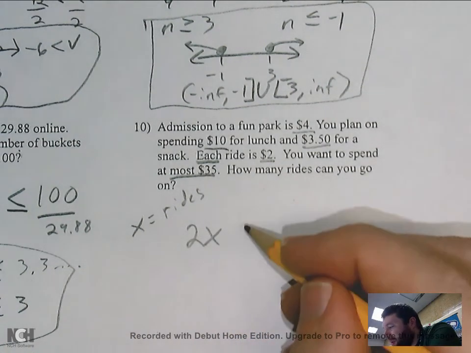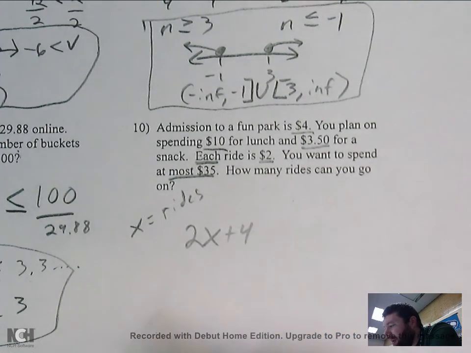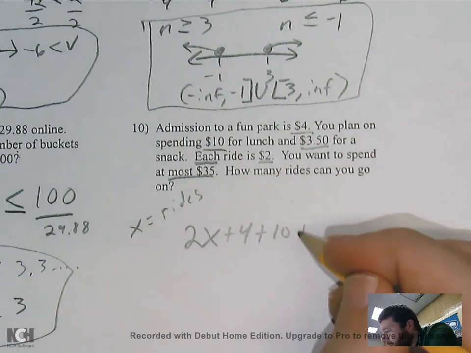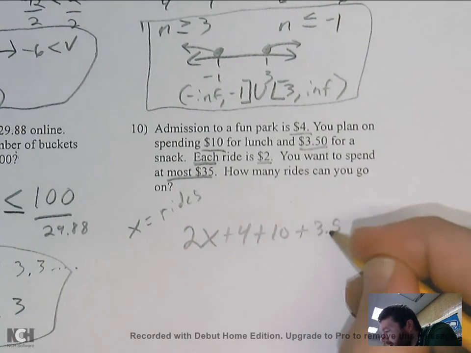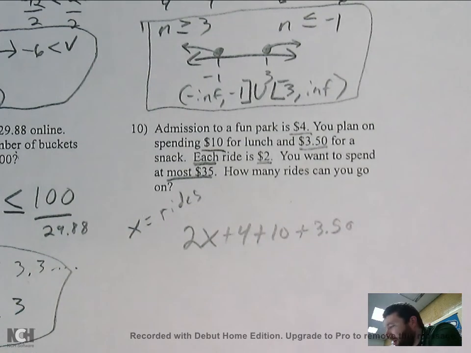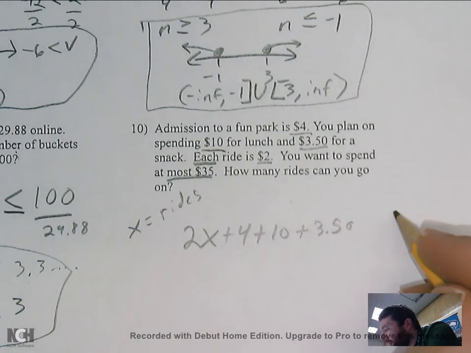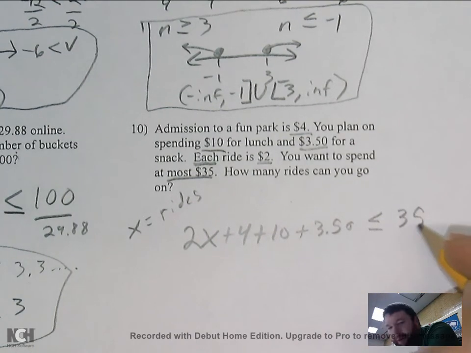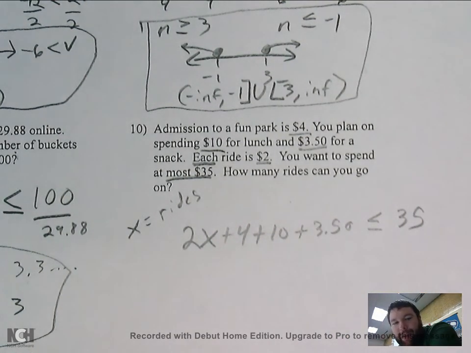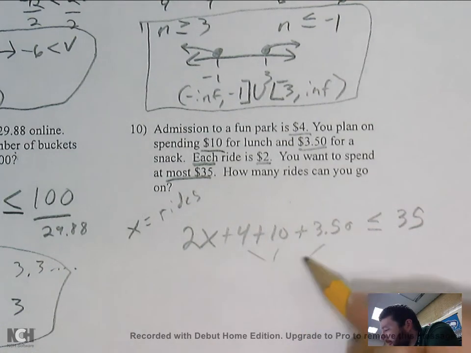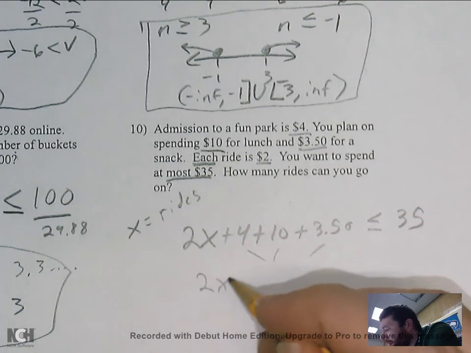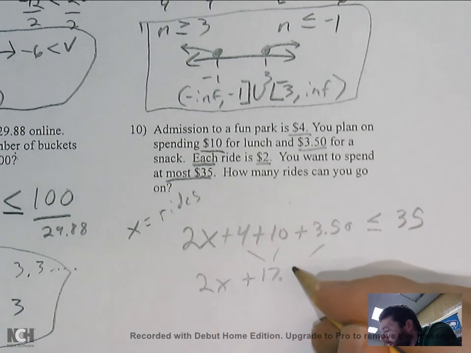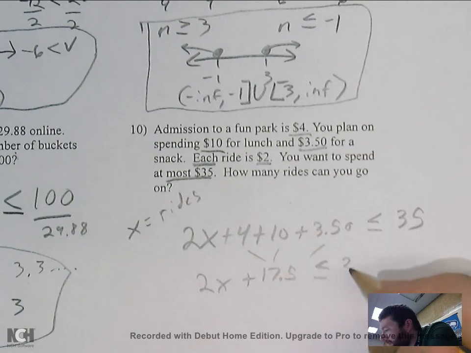But I also know I'm going to spend $4 to get in. I know I'm going to spend another $10 for lunch. I know I'm going to spend another $3.50 for a snack. And I know that I want that all to be less than or equal to $35. Okay, so that's how you would set up the inequality. And then we can combine all these, right? 2x plus 4 plus 10 plus 3.50 is 17.5, and it has to be less than or equal to 35.